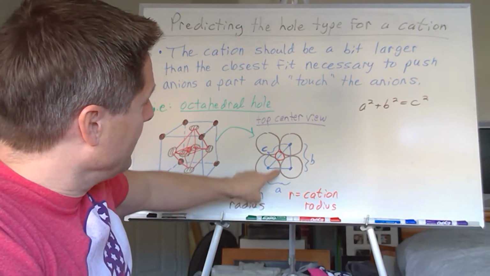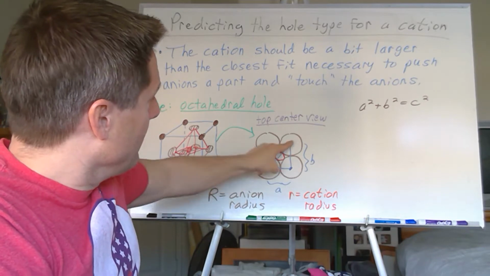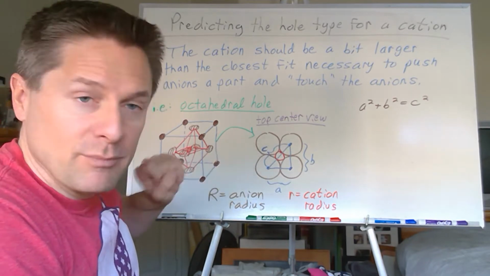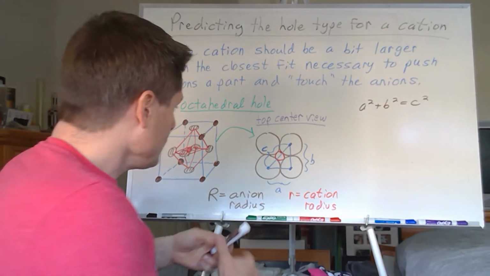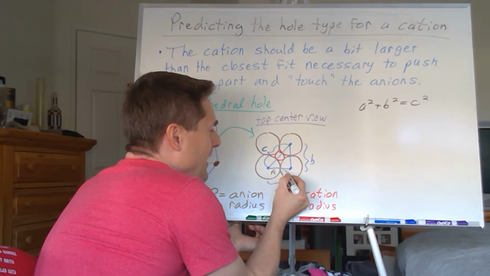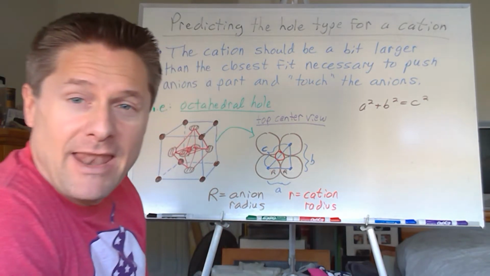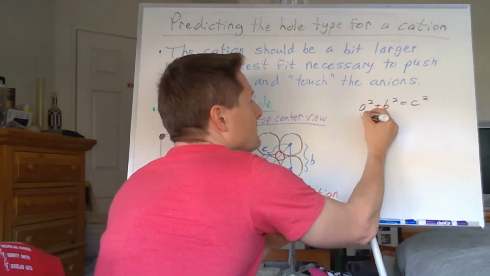Well, let's take a look. This side here would be A. This side would be B, and then the hypotenuse, the diagonal going across, would be C. Well, in terms of radius, what would A be? Would you agree that this is the radius of that anion, and that's the radius of that anion? So that would be 2R. So A equals 2R.